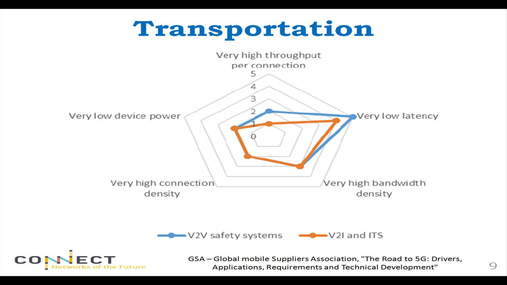So what I'm going to use here is what we call a spider diagram. Spider net, I think it's called. It's like a cobweb, right? So basically the vertices are different requirements, and how close you are to the final vertex, the external one, means the more stringent this requirement is, right?